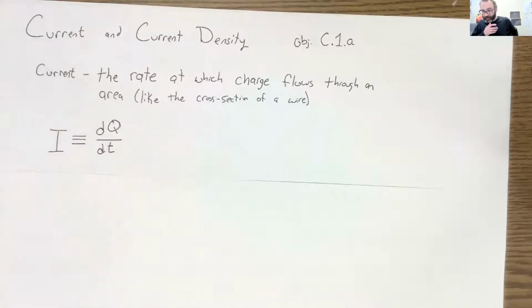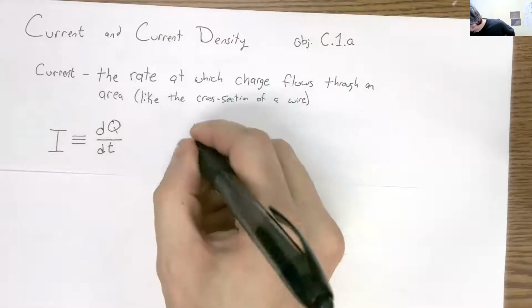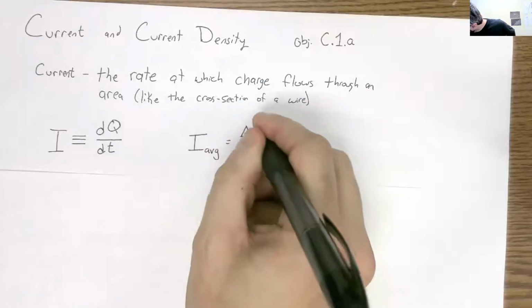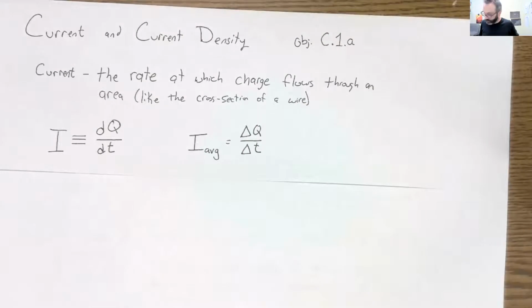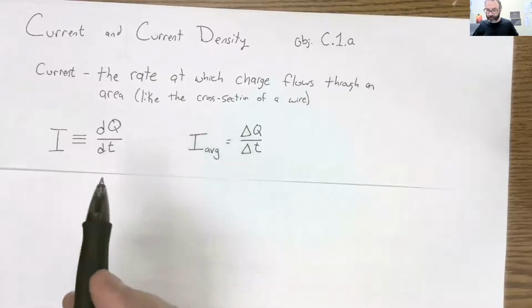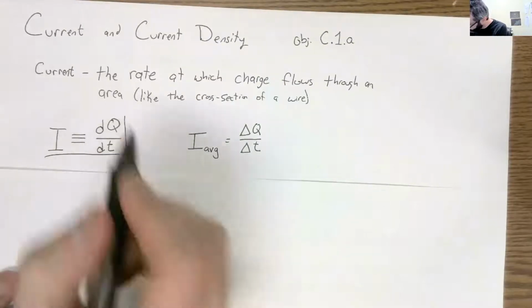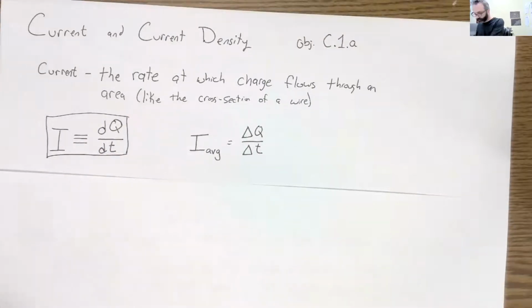So if the amount of charge that's flowing is constant, or if we want to take an average over a period of time, the average current is just going to be delta Q over delta T. So our derivative simplifies, as they always do, to delta Q over delta T when we're talking about a period of time that's not infinitesimally small. But this is the definition of current, and that's what I'll put a box around. So to remind you, you need to know it.